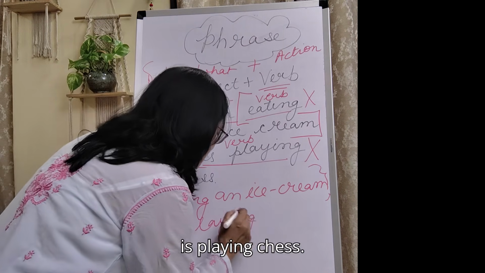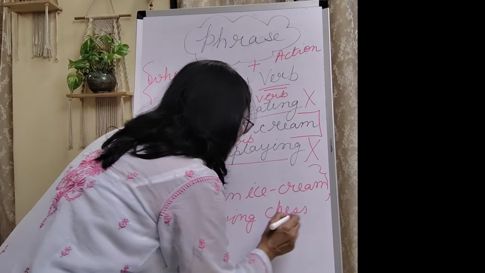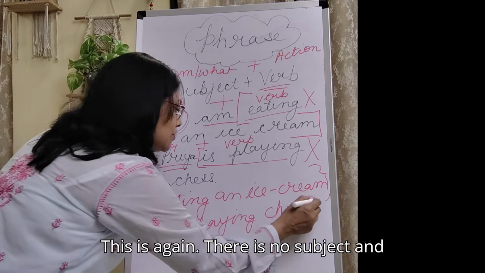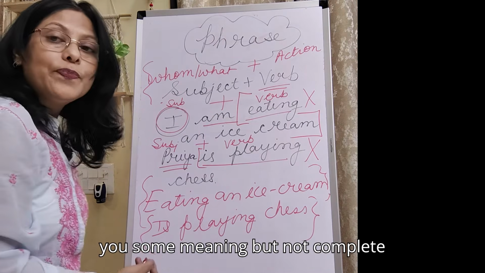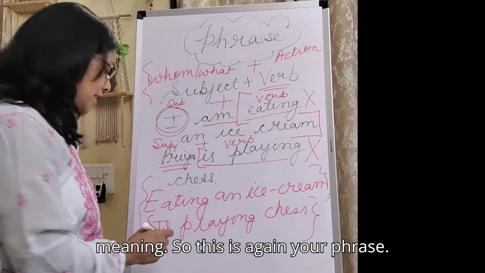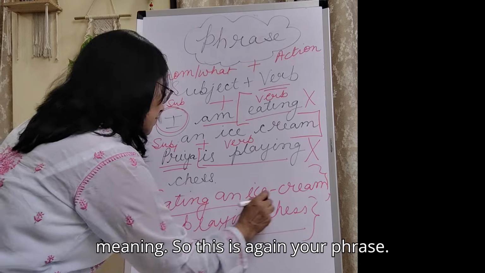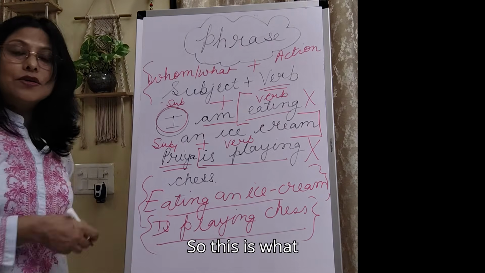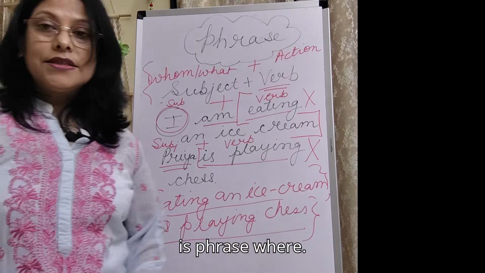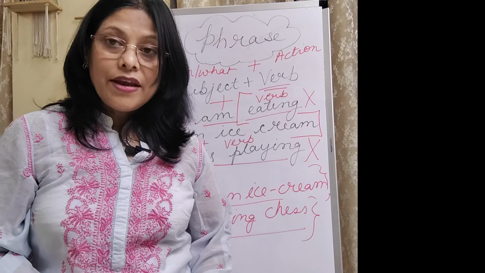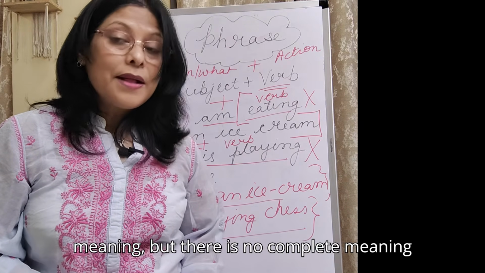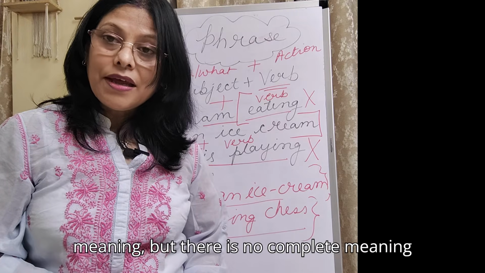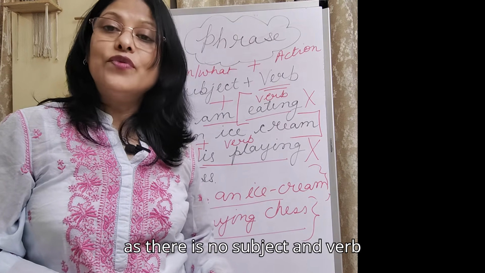Is playing chess. Again, there is no subject and verb combination, but this is giving you some meaning, but not complete meaning. So this is again your phrase. This is what a phrase is, where you get some meaning, but there is no complete meaning, as there is no subject and verb combination.